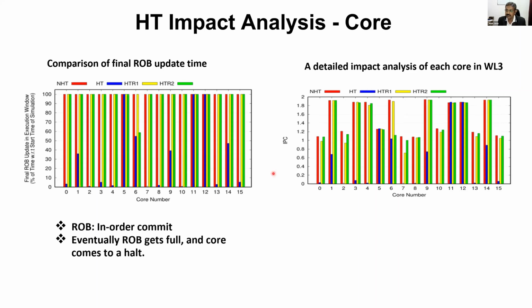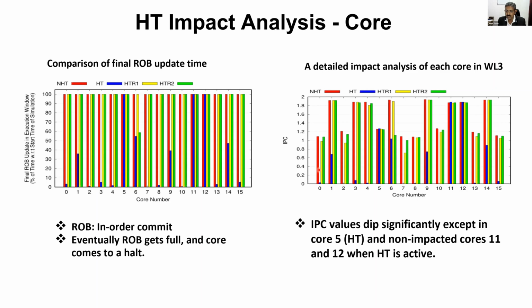So you can find a correlation on the right side for each of these core numbers. Wherever there is a reorder buffer that got full very early, you can see that there is a drastic reduction in IPC. We can see that the packets moving from core number 0 got some kind of a DID impact in core number 5, and accordingly, they never came back, and the reorder buffer got full, leading to further blocking of the issue. So the IPC values dip significantly, except in core number 5, where HT is present, and some of the cores like 11 and 12 may not have any packets moving.